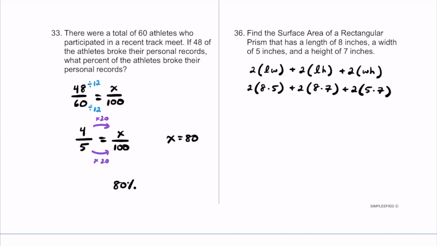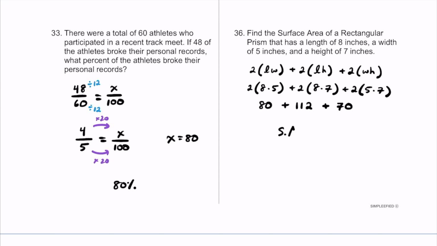So 8 times 5 is 40, 40 times 2 is going to be 80. That's going to be the first 2 rectangles there. 8 times 7 is 56, times 2 is going to be 112, okay? And then plus 5 times 7 is 35, times 2 is 70. So these would be all 6 of them together. If we go ahead and add the 80 plus 70, that's 150. 150 plus 112 is going to be 262.